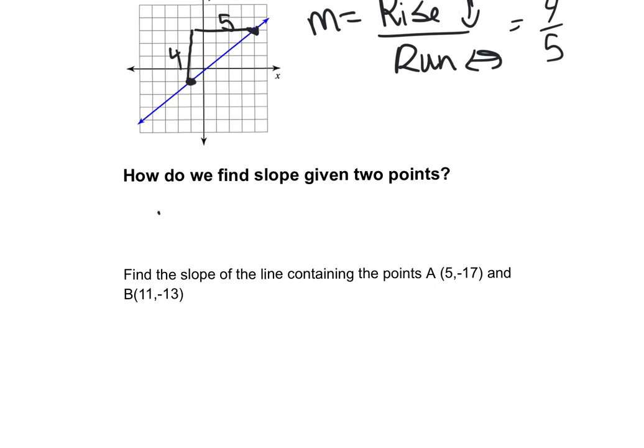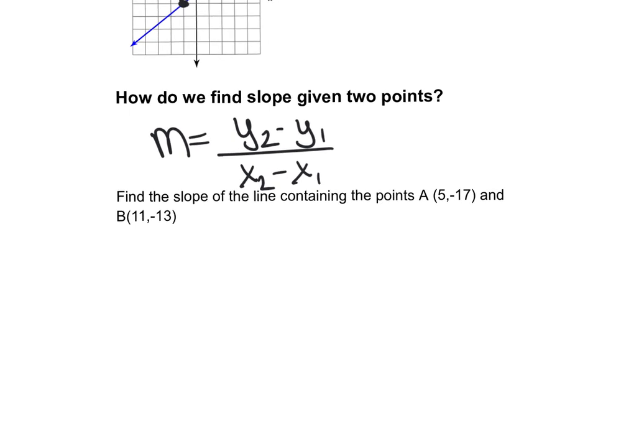If we want to know the slope and we're given 2 points, we subtract our y's on the top. That's like our rise, up and down. Then we subtract our x's on the bottom. That's like our run, left and right. So to find the slope of the line containing those points, here are my x's, here are my y's. We subtract our y's on the top: negative 13, that's y number 2, minus negative 17.